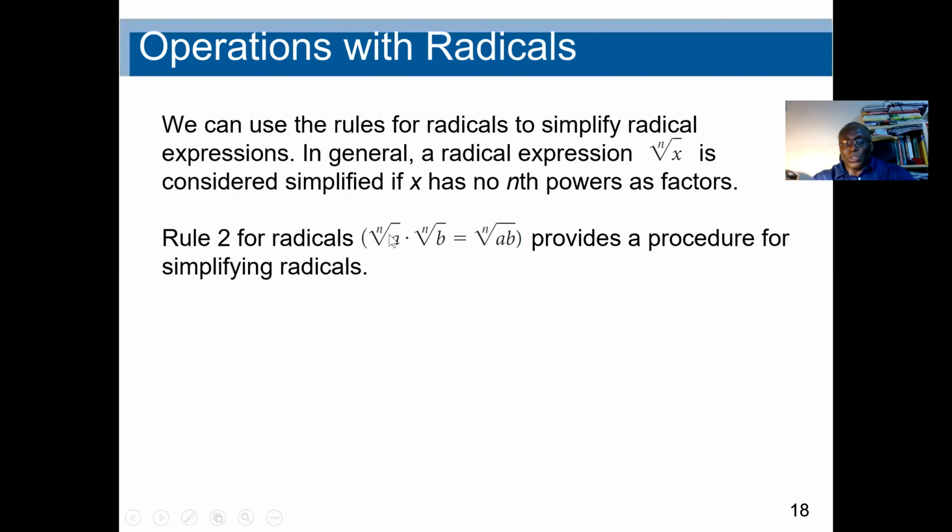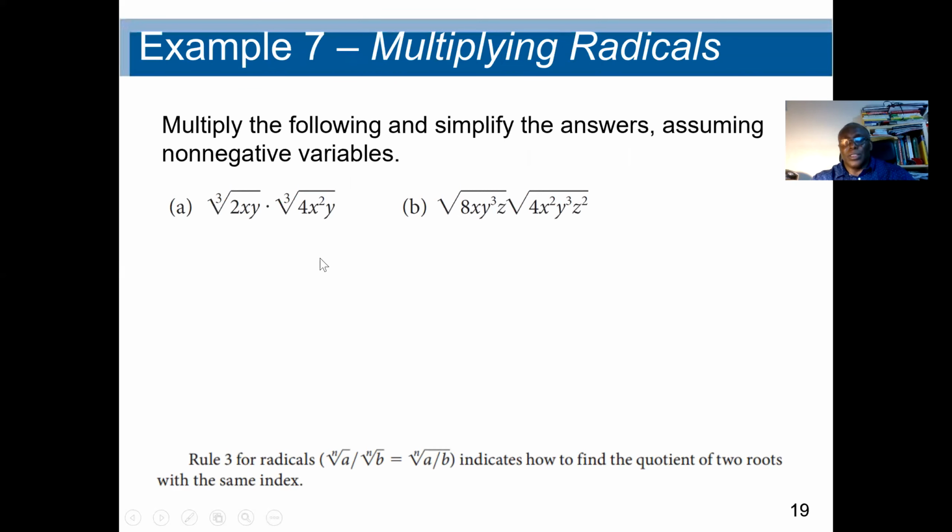And rule 2, we have the nth root of a times the nth root of b. So the radical is the same, n. So we multiply a by b, and everything will be under the root n. That's the example we have here. We have the cube root of 2xy, times the cube root of 4x squared y. Now, the root is the same, 3 and 3. So I can just multiply 2 by 4. That will give me 8. x times x squared, I will add exponents, so 1 plus 2, that will give me x cubed. y times y, which means 1 plus 1 is 2, so I'll get y squared.